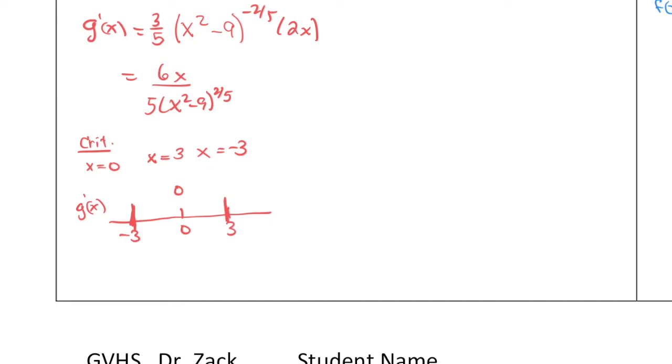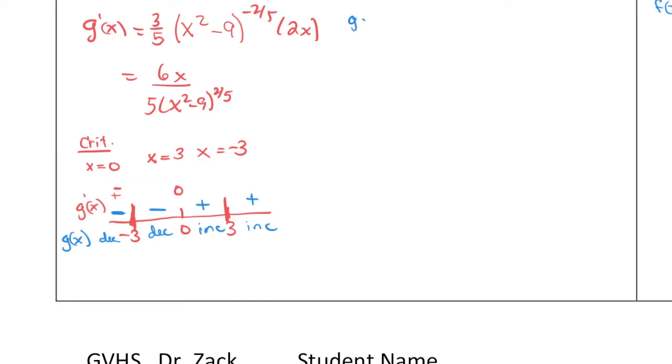But we should do a sign analysis. To the left of negative 3, we have a negative in the numerator and a positive in your denominator, which tells us g prime of x is negative. Between negative 3 and 0, we're still negative. Between 0 and 3, we have a positive divided by a positive, which is still a positive. And of course, to the right of 3, it's a positive as well. So g of x is decreasing, decreasing more, increasing, and then increasing more.